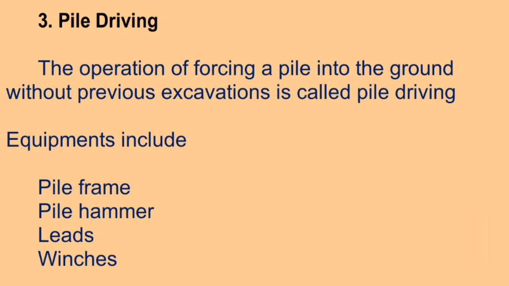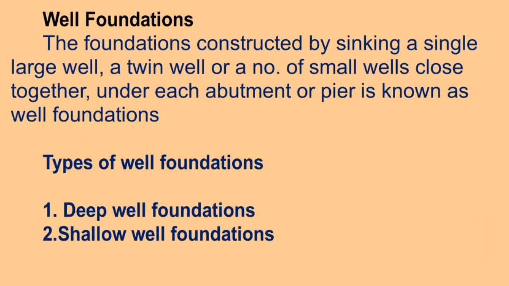Now let us discuss well foundation. The foundation constructed by sinking a single large well, a twin well, or a number of small wells close together under each abutment or pier is known as well foundation. The types of well foundations are deep foundations and shallow foundations. The foundations in which wells are sunk deeper than the maximum possible depth of scour are called deep well foundations. The foundations in which wells are not sunk deeper than the maximum possible depth of scour are called shallow well foundations.